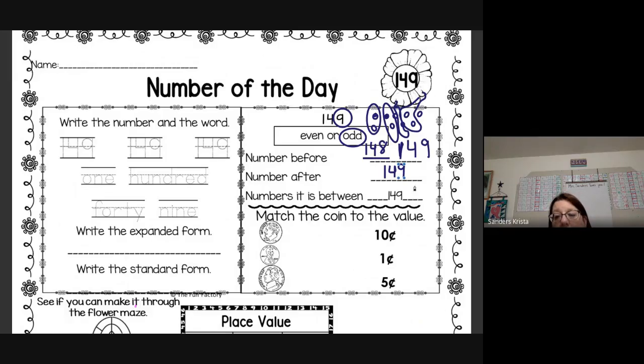If I add one more, what comes after 9? 10. What comes after 49? 50. We have 150.